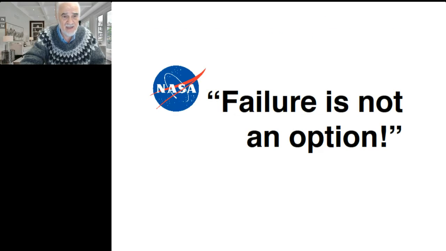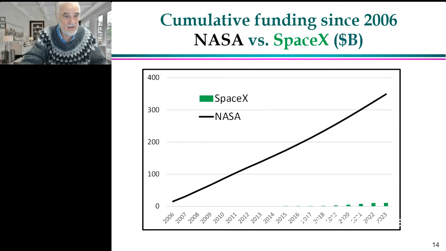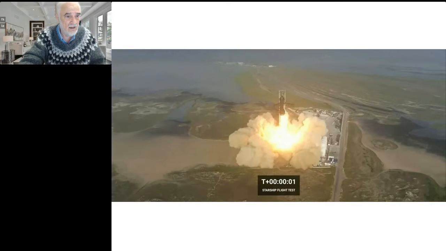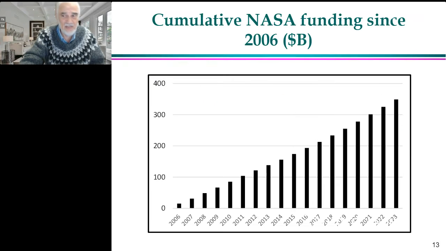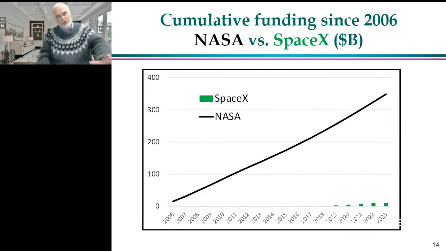And the approach of SpaceX is that failure is the only option. It's not that failure is not an option, failure is the only option. And basically, if you compare NASA's funding to SpaceX funding, what you see on the black chart, from 2006 to this year, is the cumulative funding that went to NASA, which is roughly about $20 billion a year. And what you see in the green bars, which are hardly seen here, is the funding that went to SpaceX.